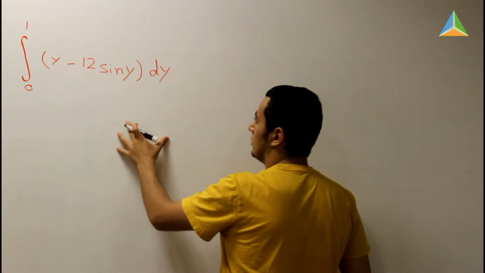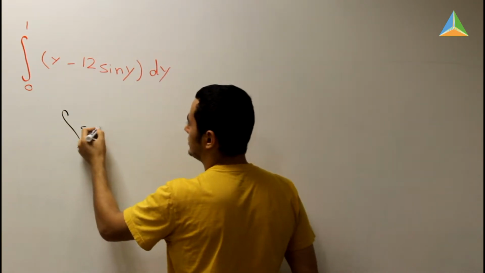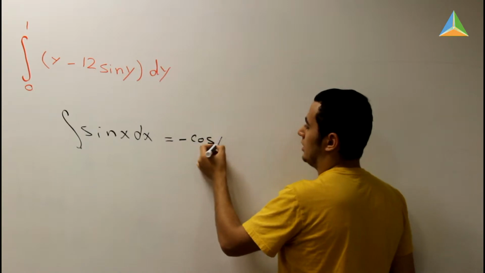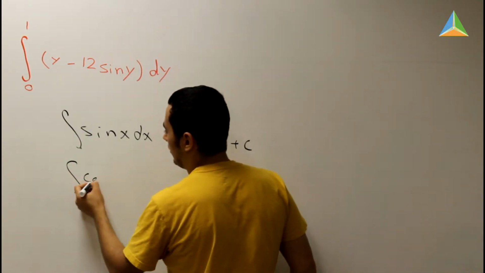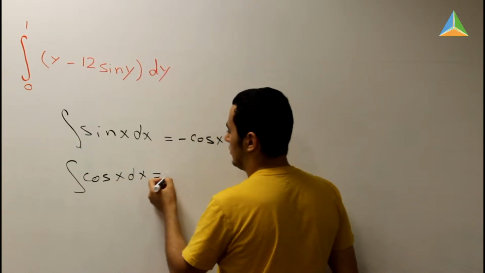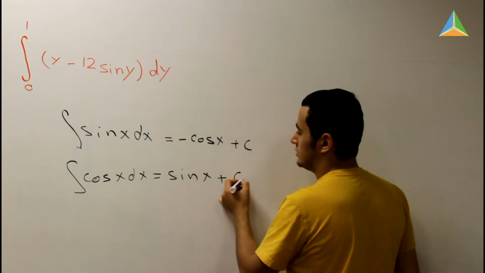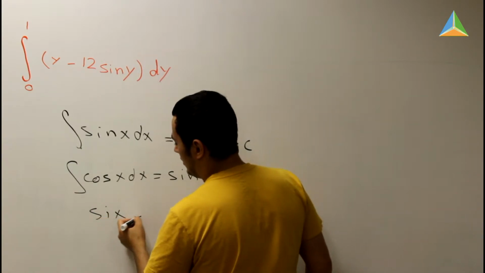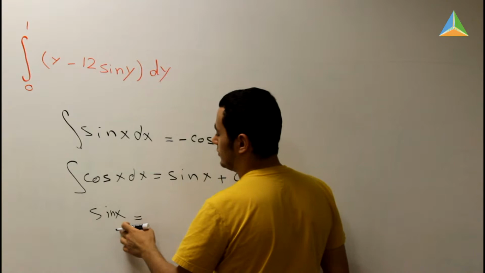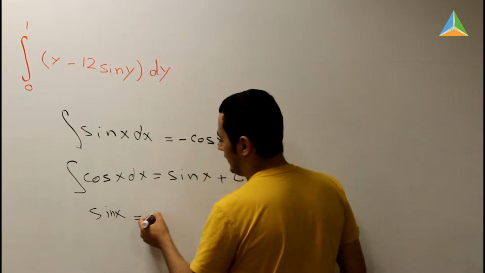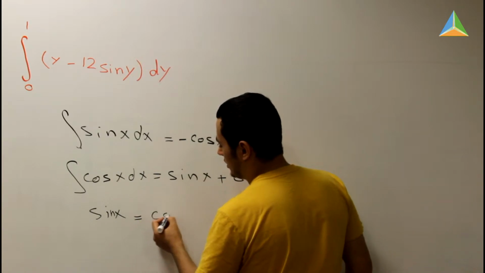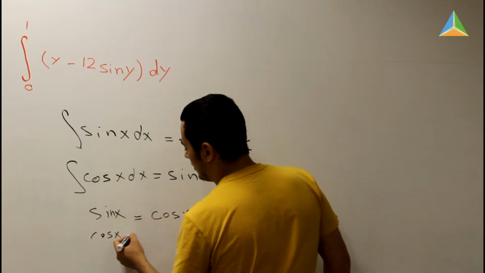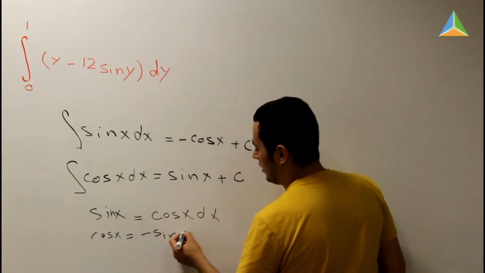And before I go ahead and solve this problem, the integration of sine x dx is equal to negative cosine x plus c. The integration of cosine x dx equals sine x plus c. The differentiation of sine x is, if you want to differentiate this expression, you will say that this is equal to cosine x dx, and the differentiation of cosine x is equal to negative sine x dx.